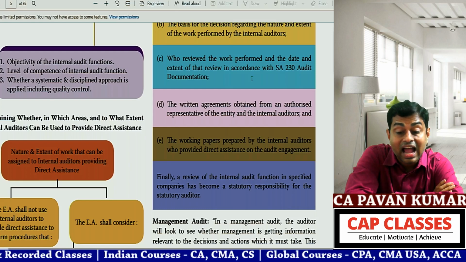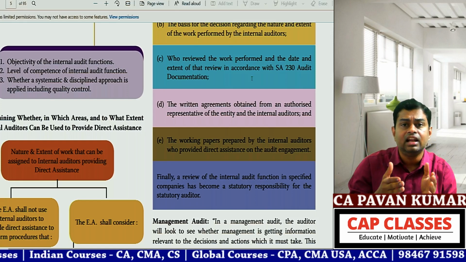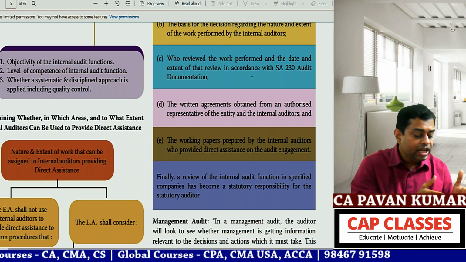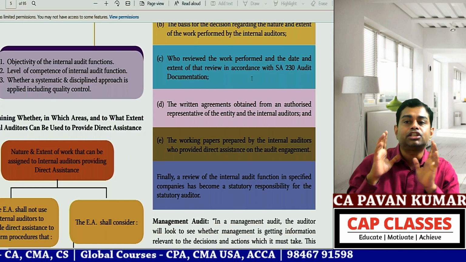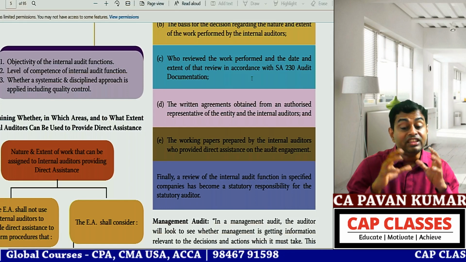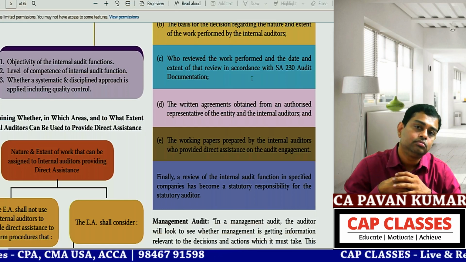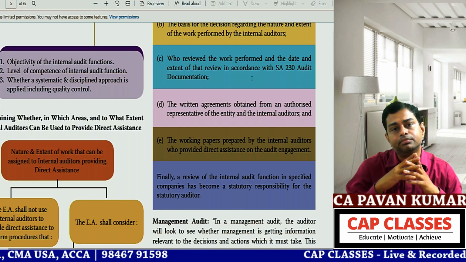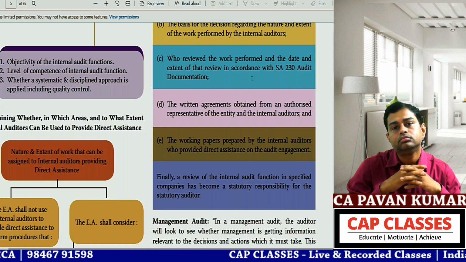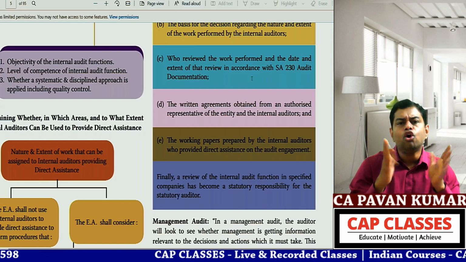So if the internal auditor is accepting, I'll tell you one thing, okay? Normally what happens, consider a company like HCL, Infosys. For these big companies, if EY is the internal auditor, KPMG will be the external auditor. If PwC is the internal auditor, Deloitte will be the external auditor. If the external auditor asks for the direct assistance of the internal auditor, they will not do it. At the time of accepting the audit itself, they will say, we are conducting the internal audit, and if you ask us to assist in the external audit, we will not do it. Clearly mentioned. So in those cases, you cannot even ask the internal auditor to do something for you. So they will say no.